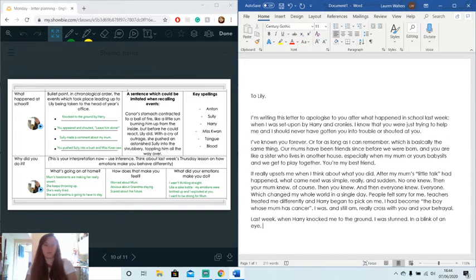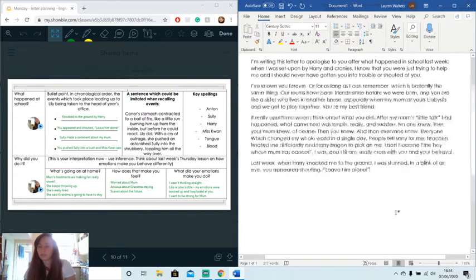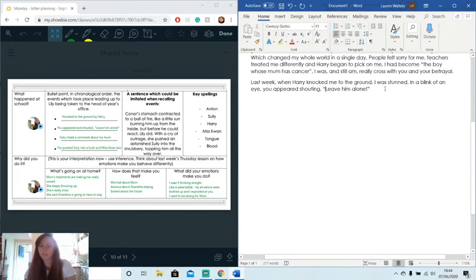Nice French adverbial. You appeared shouting. Now, this is great because it gives me a chance to show I can use direct speech. So I've got that comma before the speech, and I've got my inverted commas around the actual speech, what she says. So I'm looking at this imitator sentence, and it comes after Sully made the comment. That's why his stomach contracts, because he talks about his mum. So, in the blink of an eye, you appeared shouting, "Leave him alone."